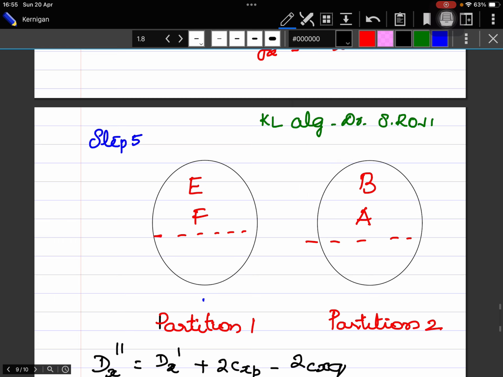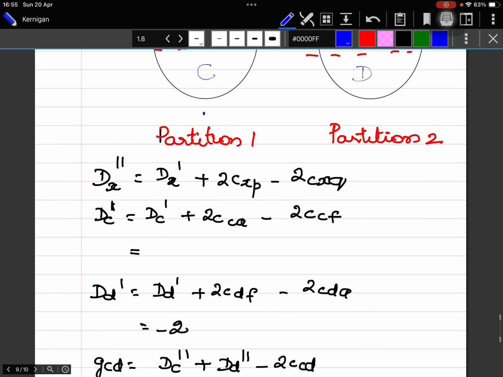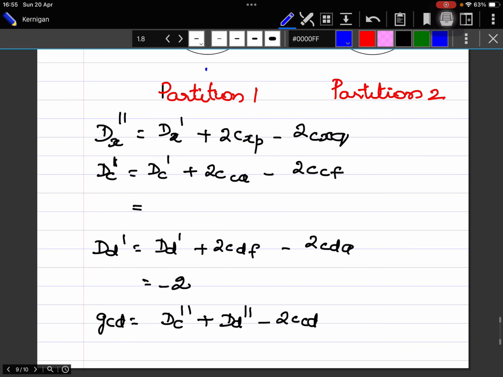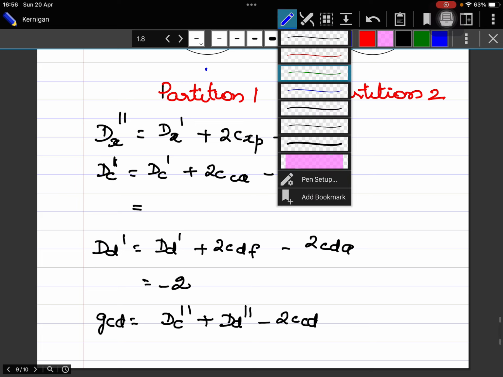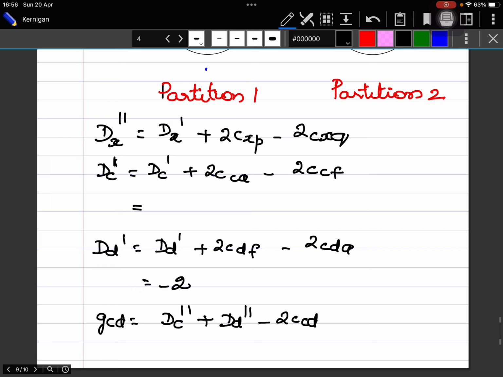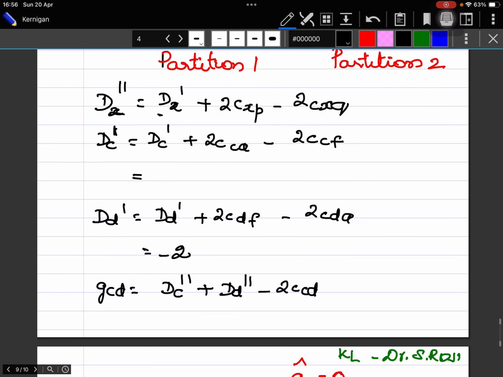So which is the one which is not swapped? Here what do I have without swapping? C is found here, and here D is found, right? So these are the only ones which are not locked. Same thing, I should calculate DC double dash now. DC double dash, what is the formula? The same formula: dx double dash is equal to dx dash plus 2cxp minus 2cxq. I should calculate dc double dash.